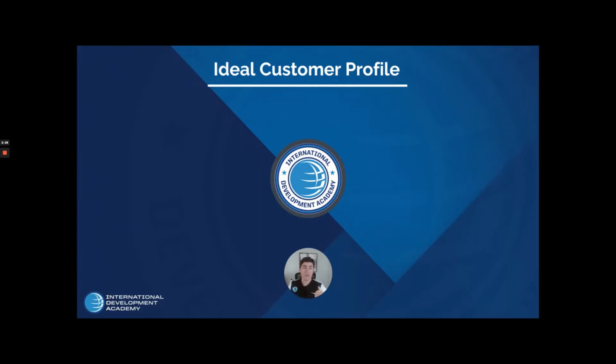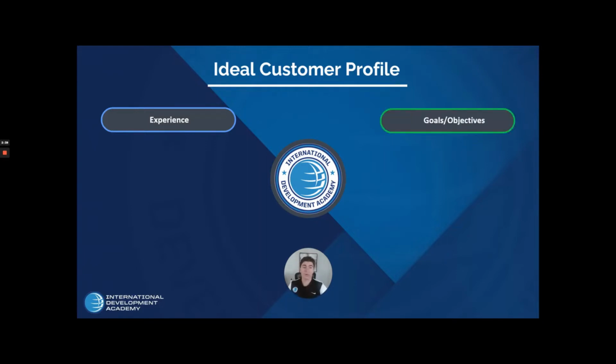So what are the 4 areas? Number 1, experience. We've got to ask, what level of experience do they have? Number 2, what are their goals and objectives? How realistic are their goals? How realistic are their objectives? Do they want to be the next Leo Messi? There's no one that's going to be the next Leo Messi, let's be honest. We'll walk through that together.